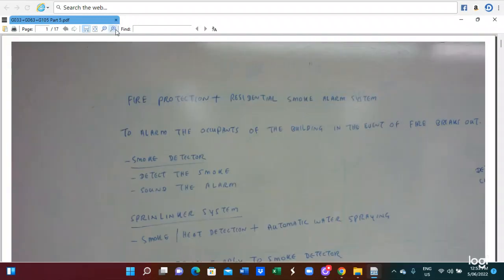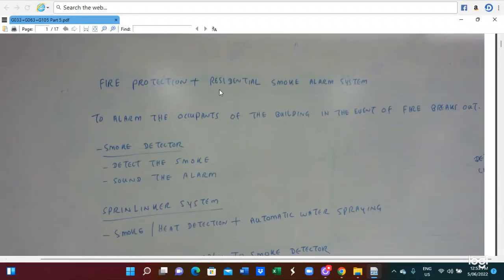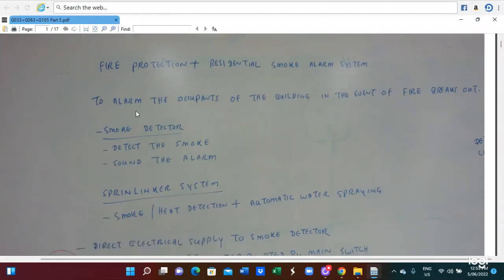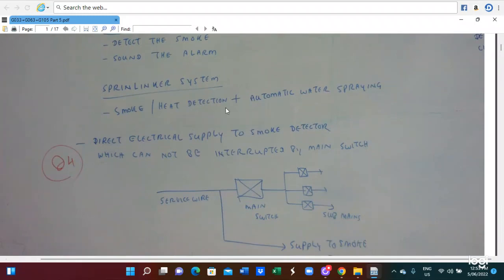So we are talking about fire protection and the residential smoke alarm system. It alarms the occupants of the building in the event of a fire breakout, so the smoke alarm detects the smoke and sounds the alarm. We also utilize the sprinkler system, a smoke and heat detection and automatic water spraying system.